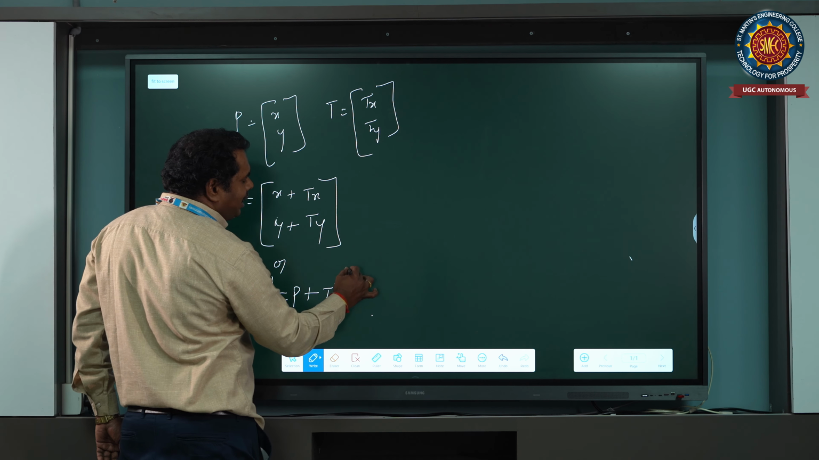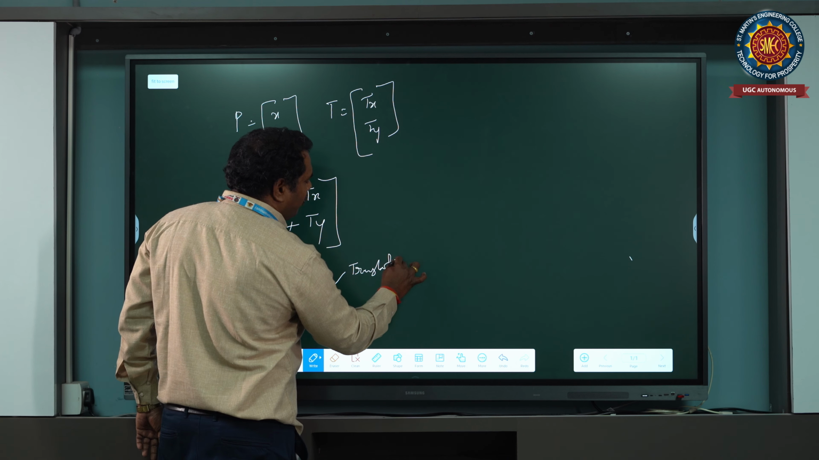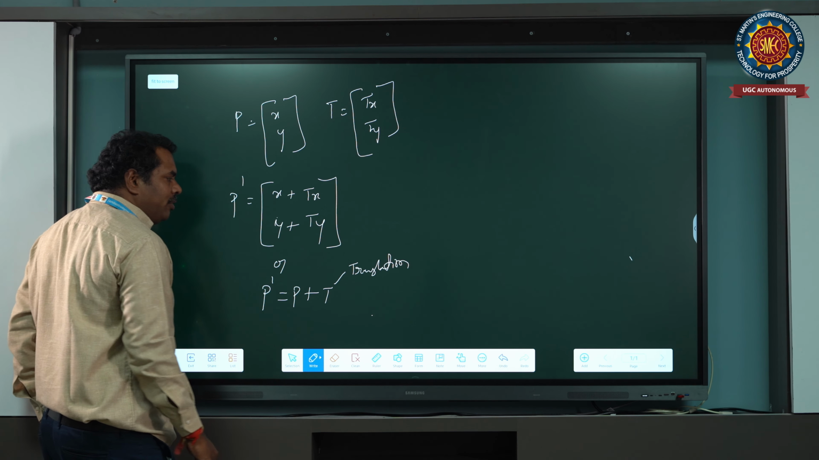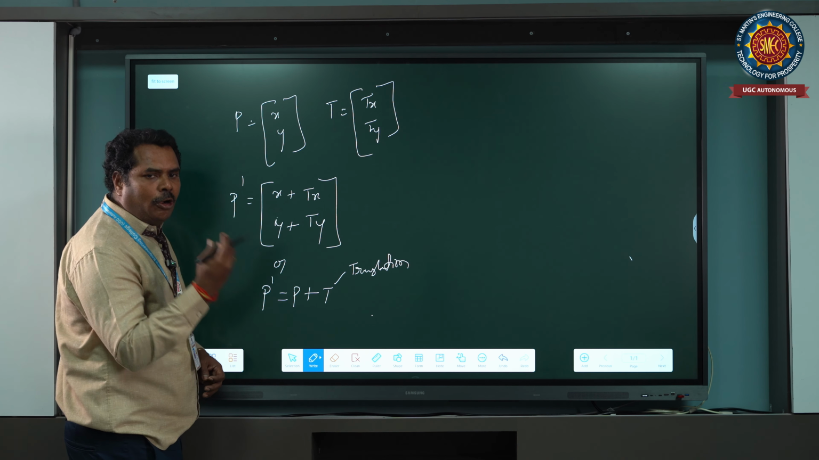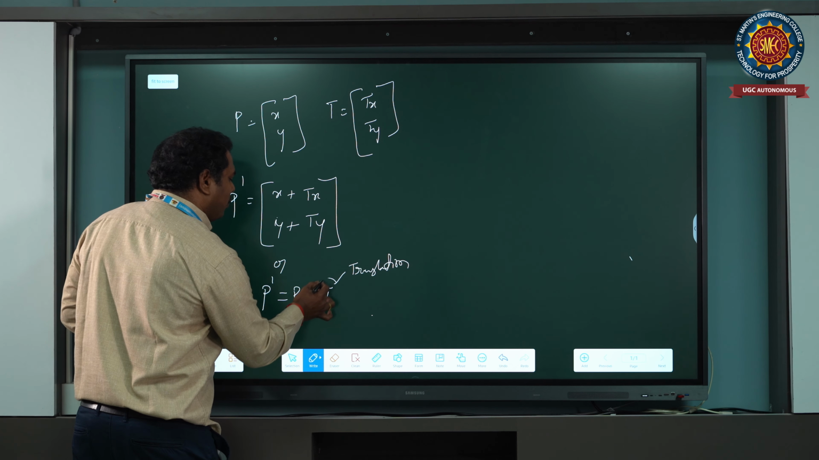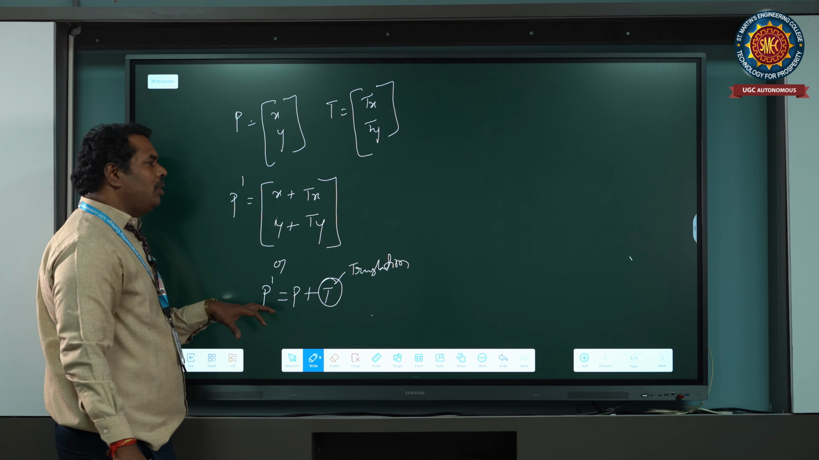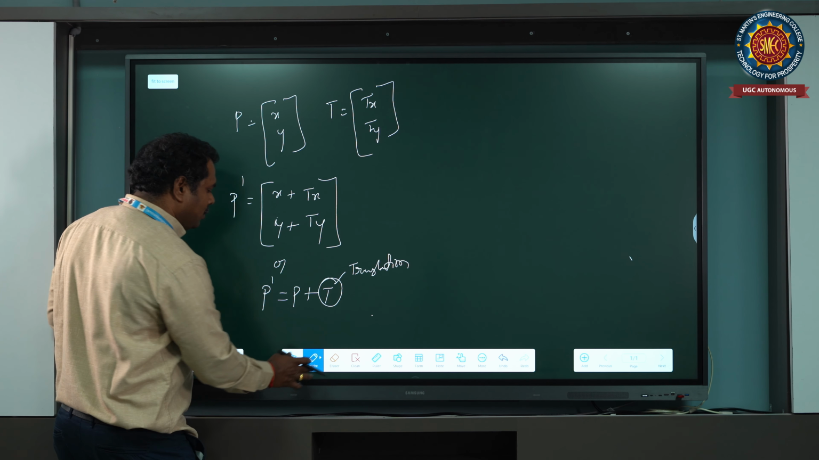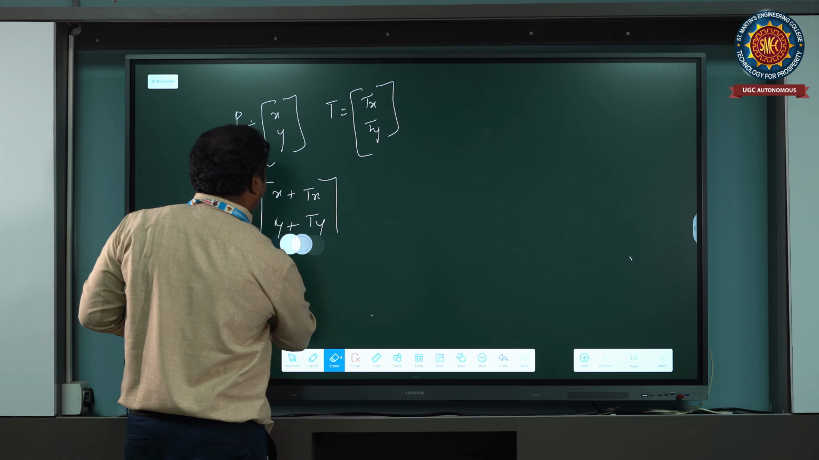Here T is the translation distance. If you are performing any movement of a particular object, transferring the object from one position to another position, it is a required point. The T is a major point. It will play a major role in the translation operation. Then next we are going to discuss the scaling operation.